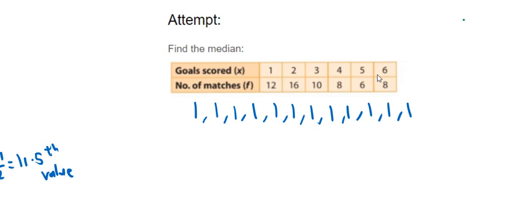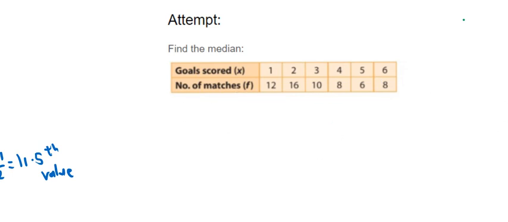And then there's another 16. So you'd have 16 twos then. 2, 2, and so on. You'd have to list out 16 twos, and then you'd have to list out 10 threes, and then you'd have to list out 8 fours, and that would be your overall list. So it gets really big, and then you'd have to start crossing off from both sides. So that's one way to do it.